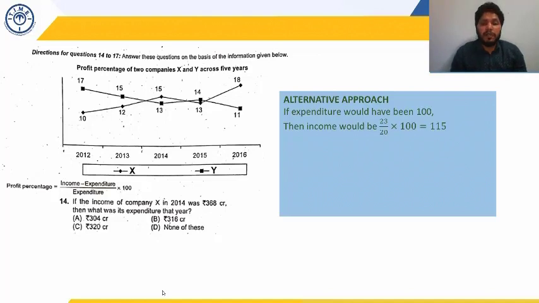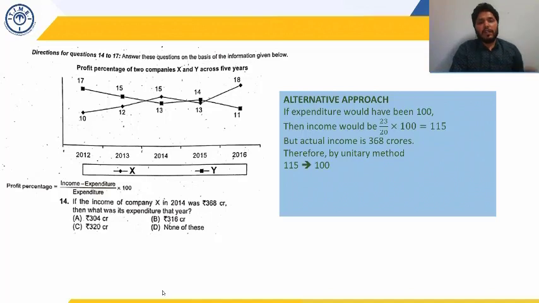So if my income is 115 when my expenditure is 100, and the actual income is 368 crores, therefore by the unitary method we can solve this. That is, if income is 115, expenditure is 100. If income is 368 crore, expenditure is X, which we need to find out.